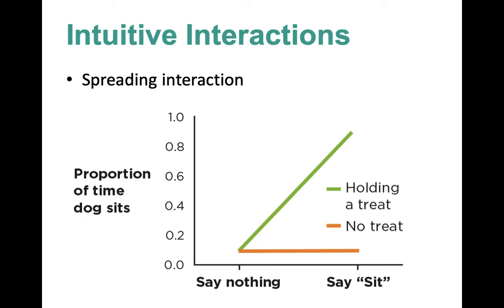What we have here is the proportion of the time that the dog sits. We'll just say that this orange bar is when you don't have a treat. Whether you say nothing or say sit, if you don't have a treat, that dog is not sitting down. We'll just call it 0. The dog is not sitting. So your dog sits only when you're holding a treat. If you don't have a treat, it doesn't sit. It sits only when you're holding a treat. So that's known as a spreading interaction.